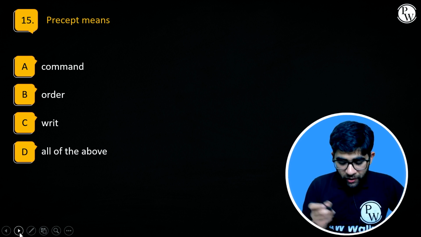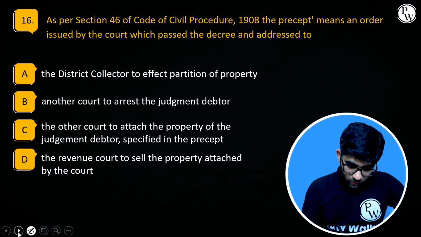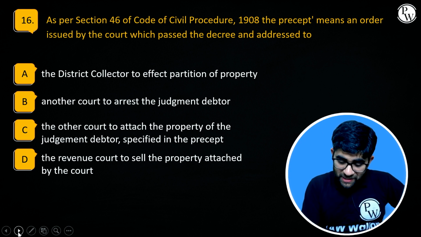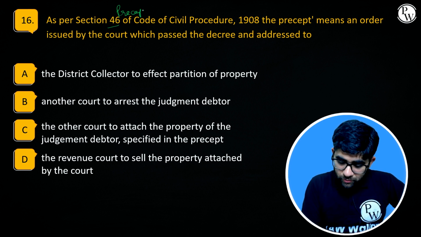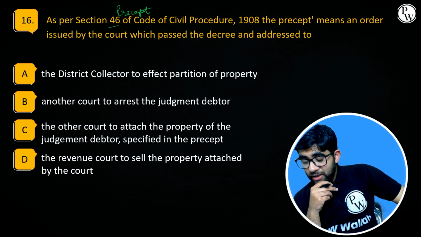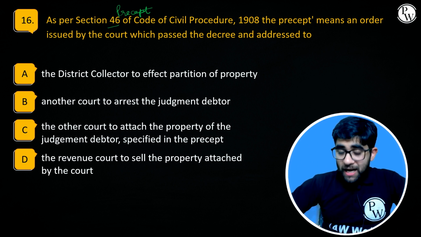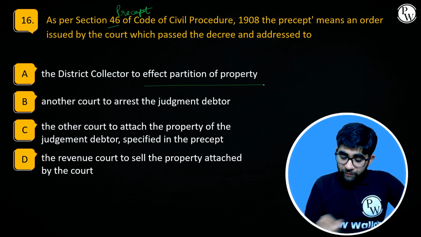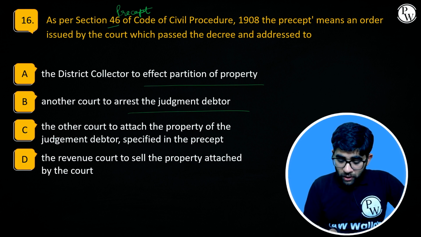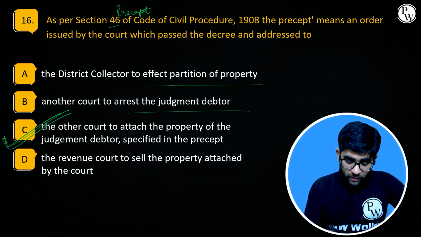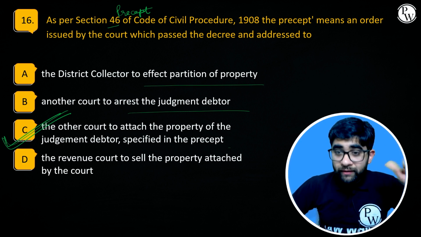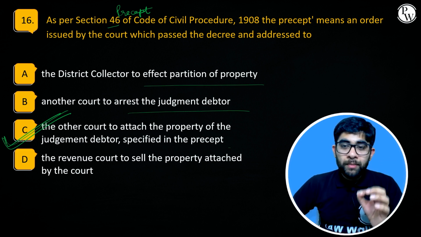Next, precept means command, order, writ, all above. This is an order. 16th. Now, 16th is as per section 46 of Code of Civil Procedure, 1908, the precept means an order issued by the court which passed the decree and addressed to the district collector to effect the partition of property, another court to arrest the judgment debtor, the other court to attach the property of the judgment debtor specified in the precept, the revenue court. C. The answer is C. Why C? Because the precept in itself, it means that the other court, the later court is ordered to attach the property of the judgment debtor.